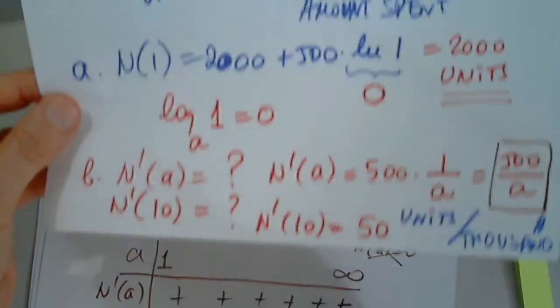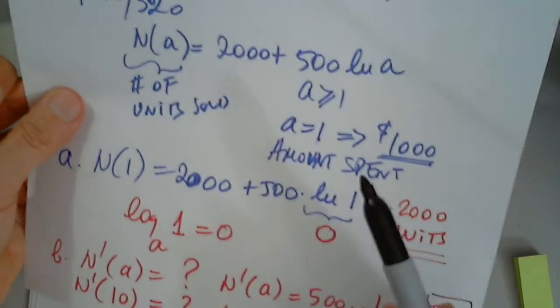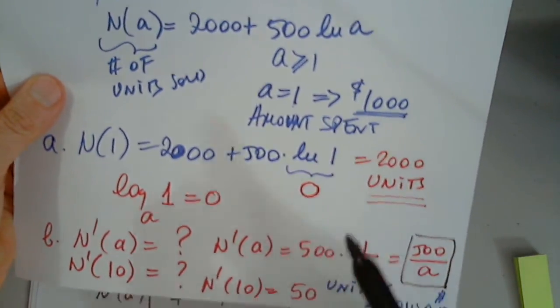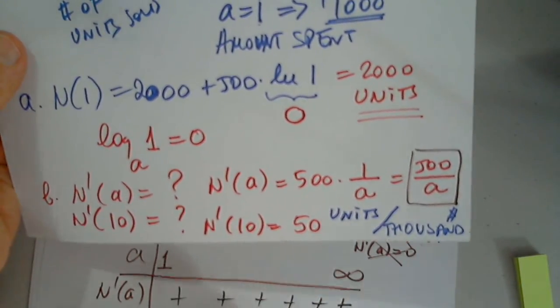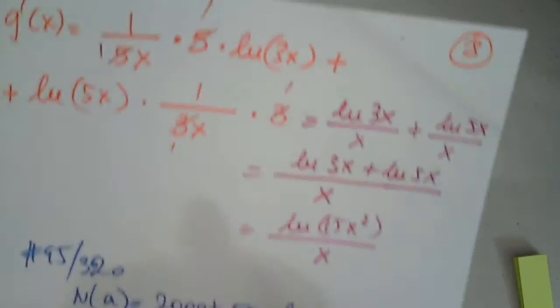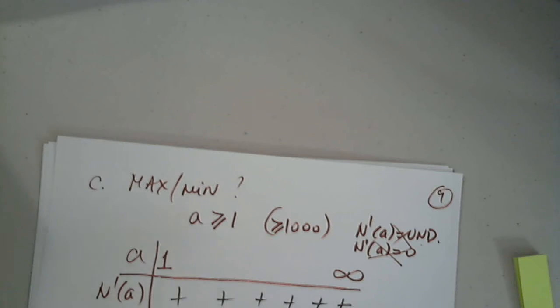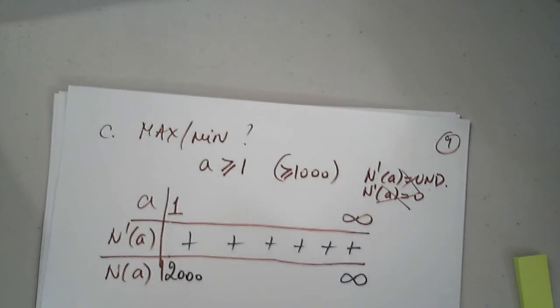So now I go to this function, and I plug in 1, and we already have that. So we get 2,000 units here. And when a approaches infinity, this will approach infinity. So this will also go to infinity. So what have we discovered about this function?